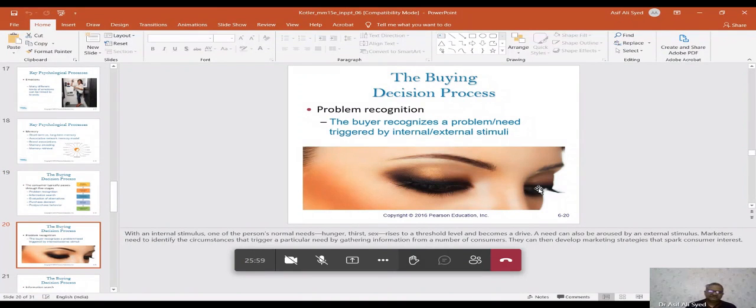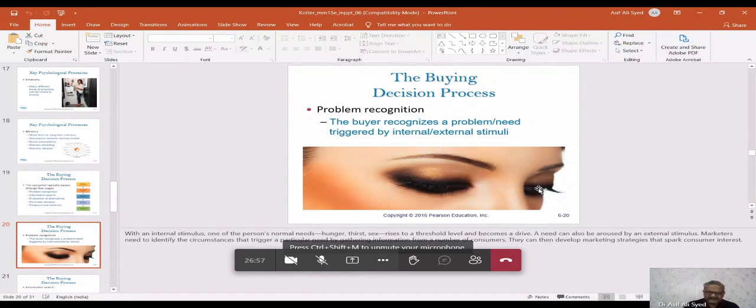So, problem recognition: the consumer recognizes the problem or need, and this problem has been triggered by external stimuli. For example, normal needs like hunger and thirst cross a threshold level and become a drive. When you are hungry, you can sustain the hunger for a specific period of time, but after a certain time, when it crosses the threshold, it becomes a drive. So this need is aroused by external stimuli, like a picture of a burger or a soft drink being presented. Marketers need to identify the circumstances that trigger a particular need by getting information from a number of consumers, and they can develop marketing strategies to spark consumer interest.